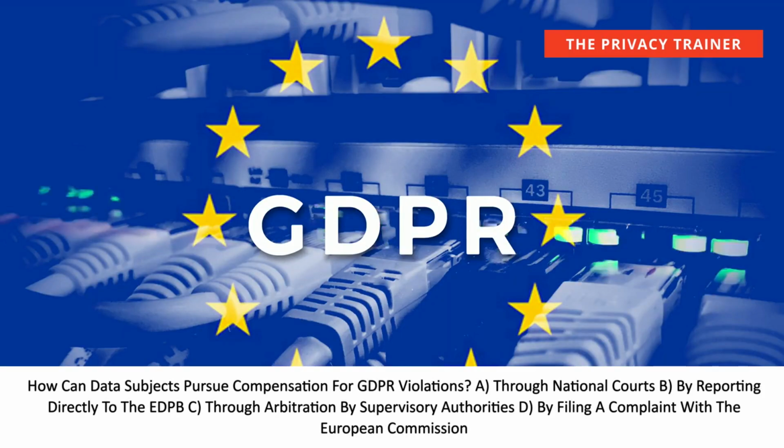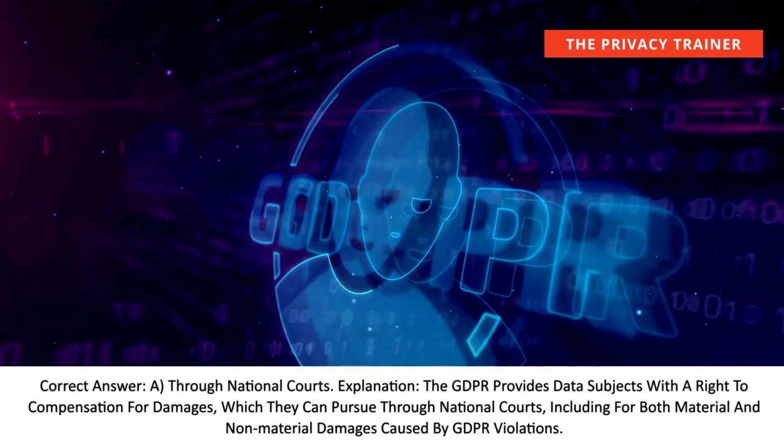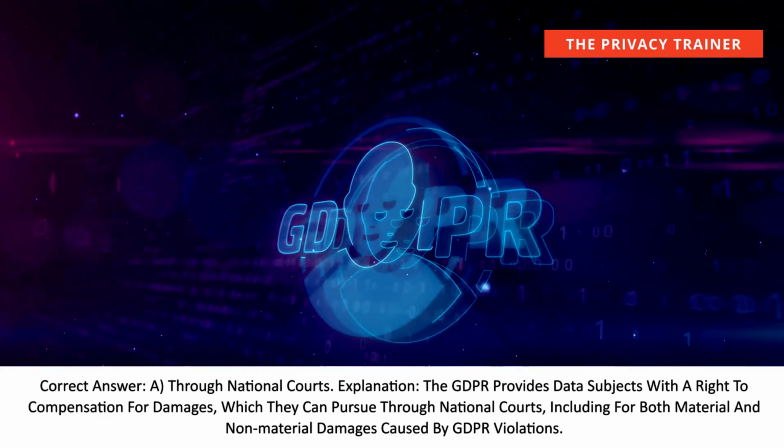How can data subjects pursue compensation for GDPR violations? A. Through national courts. B. By reporting directly to the EDPB. C. Through arbitration by supervisory authorities. D. By filing a complaint with the European Commission. Correct answer: A. Through national courts.